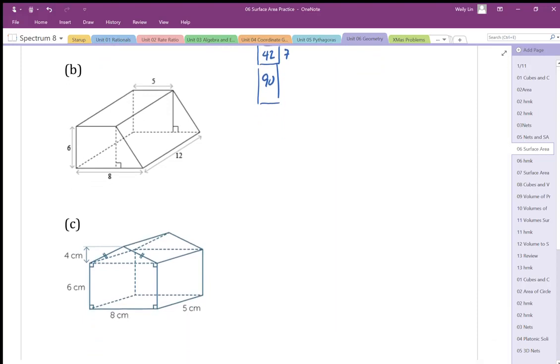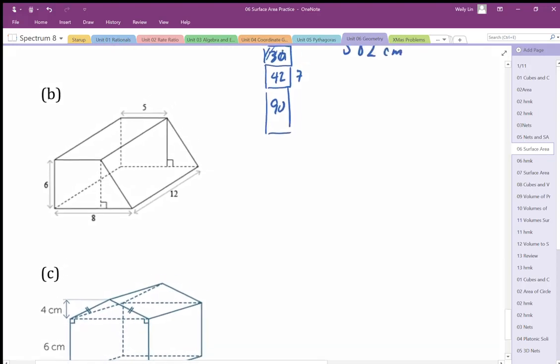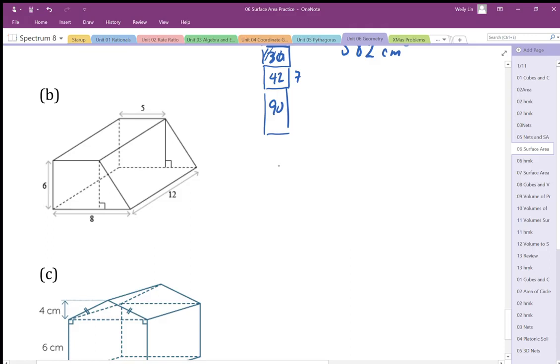Last two problems here, we're going to draw the nets for these again. So there are 1, 2, 3, 4, 5, 6 surfaces here. So I'm going to have my big surface here. And I'm just going to maybe move this a little bit out of the way over here.